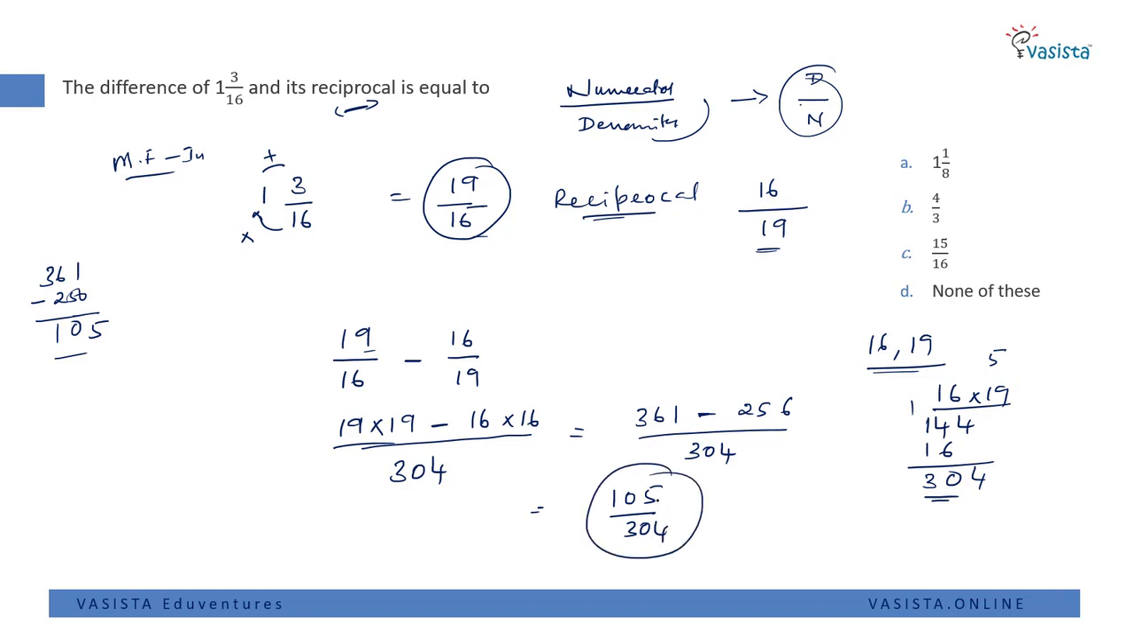Now I can't convert this into a mixed fraction, because the numerator is lesser than the denominator; this is a proper fraction. So the options, let us check out here: 4 by 3, 1 by 8 and 15 by 6. The answer here is none of these. Option D is the right one.